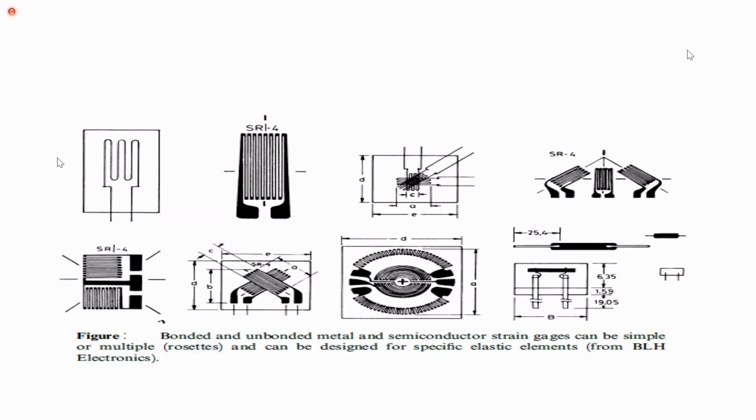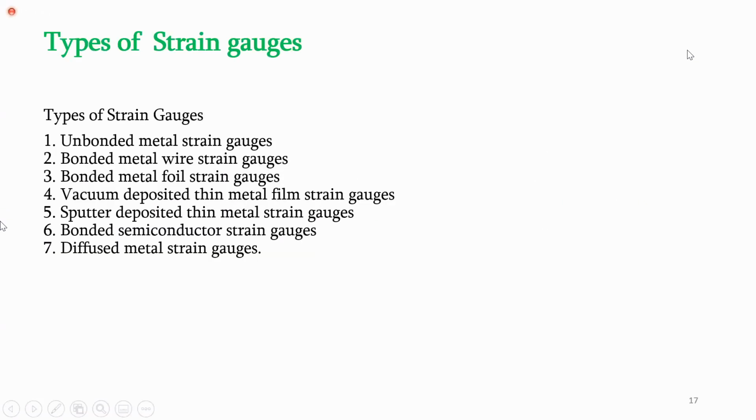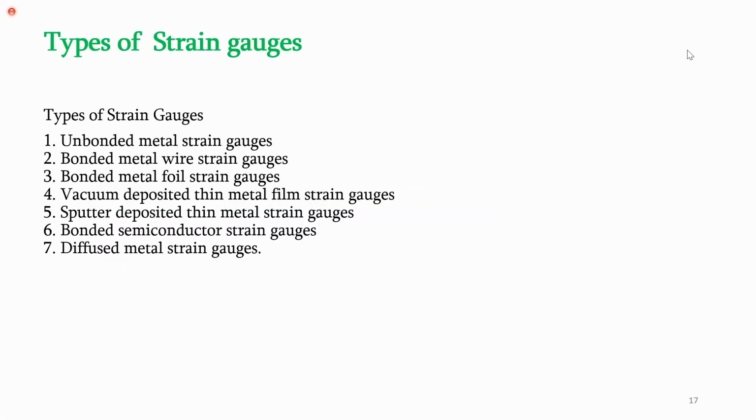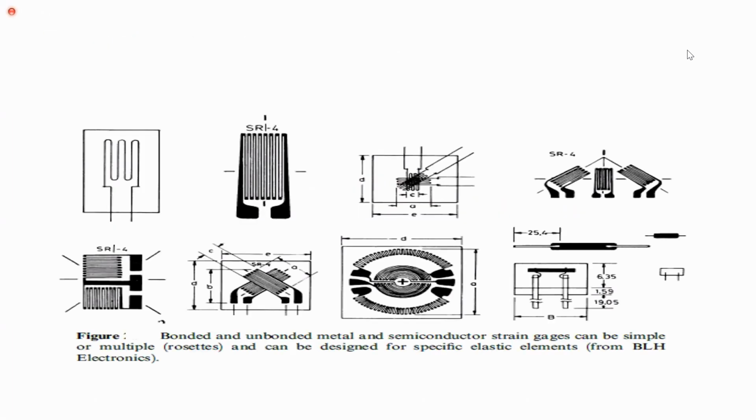So in yesterday's class, we have seen potentiometers and the introduction of strain gauges. Here we have different types of strain gauges. This is a basic strain gauge construction, and here we have different types of strain gauges: bonded, unbonded strain gauges, and rosettes. This figure is called rosettes.